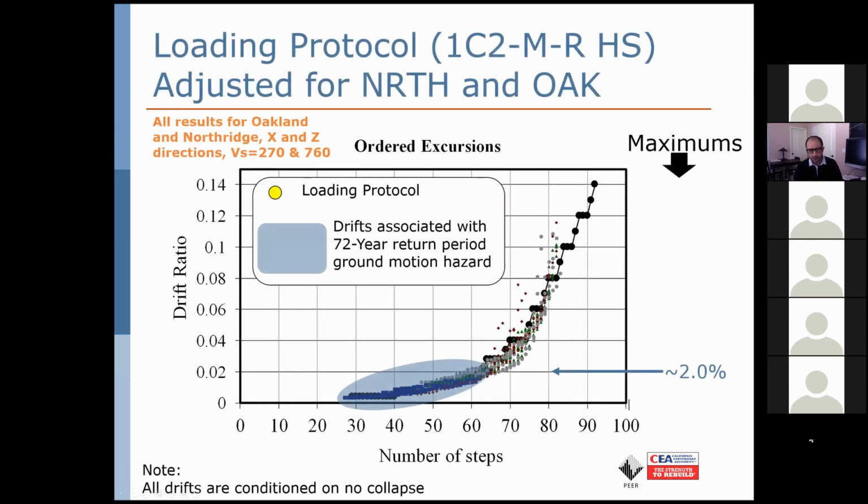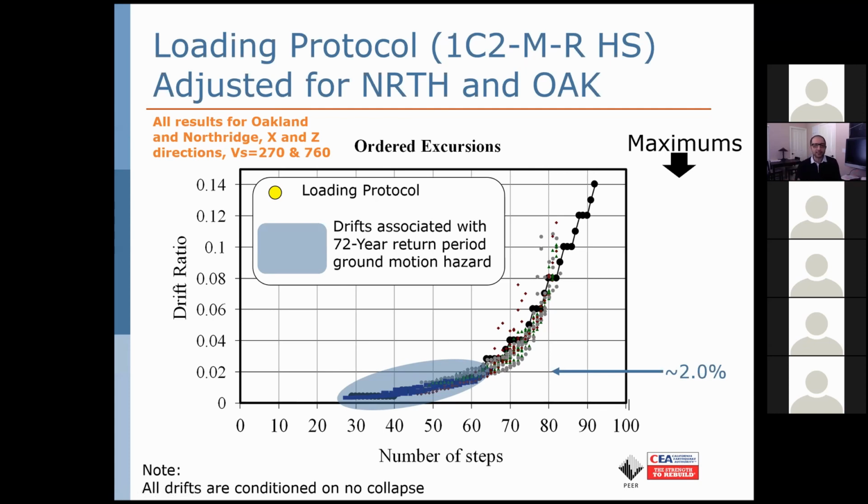Just to give you a little more feeling about the work that we did, this is the history for one of the 2-foot cripple walls that we did, retrofitted with horizontal siding. Northridge and Oakland, both results are in here. 2 directions of ground motions in X and Z. You can imagine that X and Z are the 2 horizontal directions, and ground motions representative of 270 and 760 meter per second soil type. As I mentioned earlier, horizontal axis is number of steps, vertical axis is drift ratio.